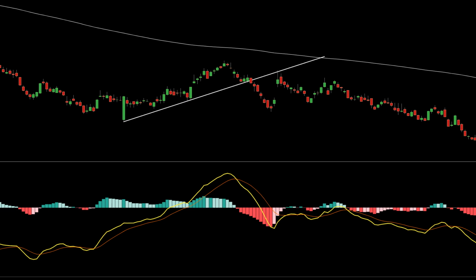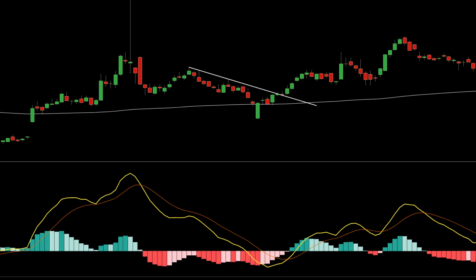So let's take a look at what this looks like on a chart. We're looking at a stock. First things first, we have our 200 EMA. We see price above it. Boom, Rule 1 is met. We're only looking for buys. Now we watch the MACD.